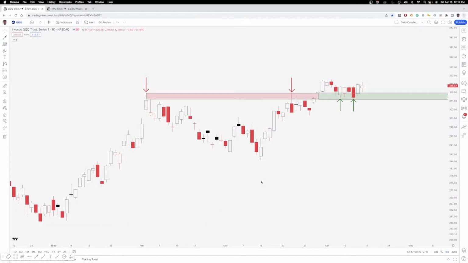I wanted to go over a video on probably or very close to the most commonly asked question I get on Twitter in the comments section when I'm posting charts and mentioning the SR flip. So what is an SR flip?